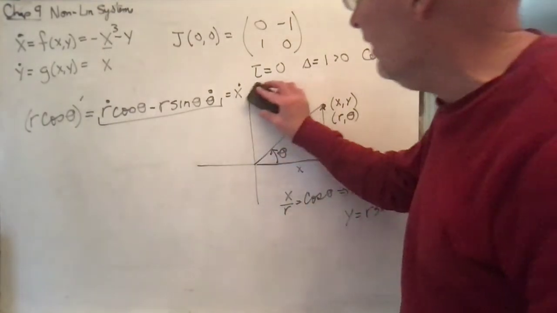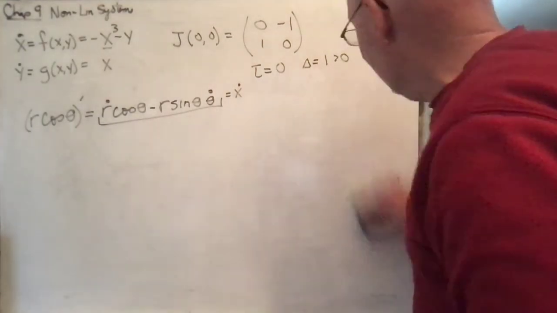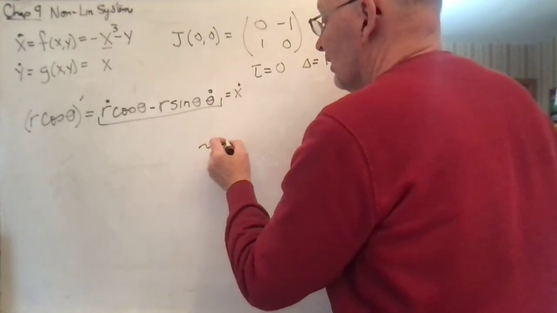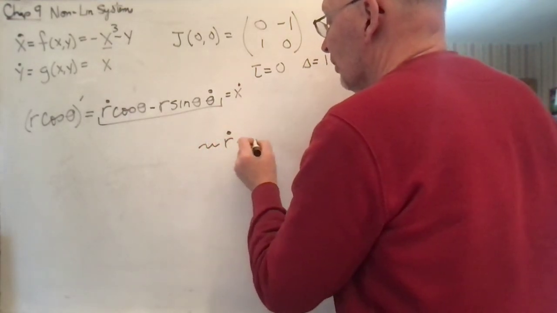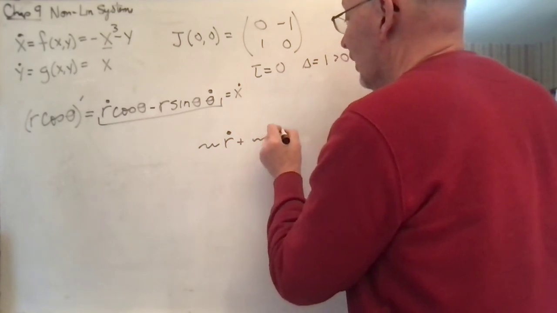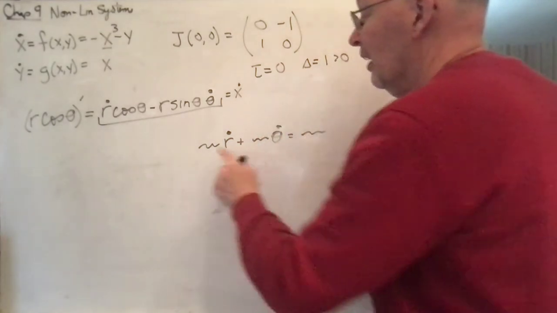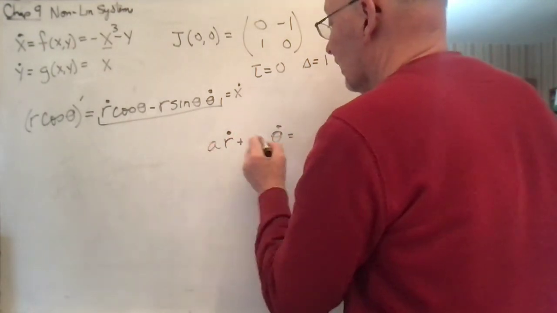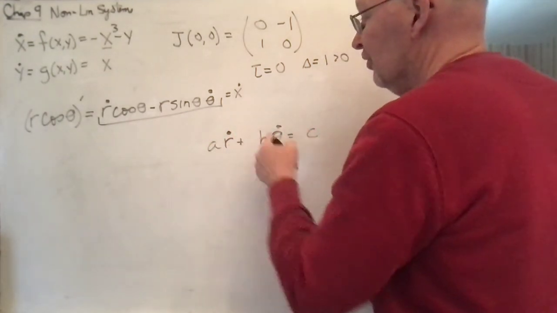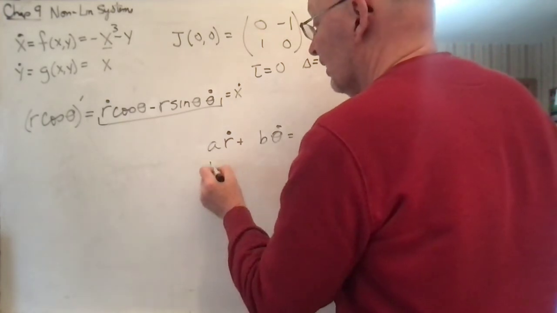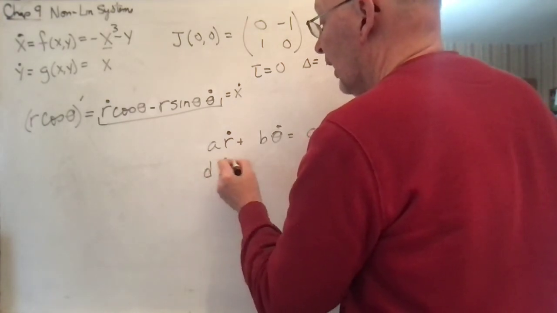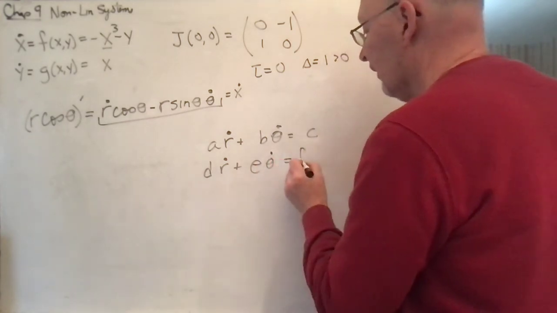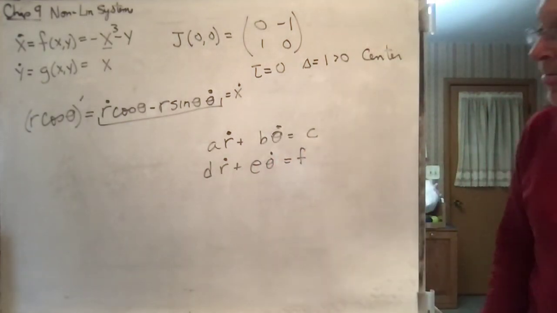Once you have that, here's what you're going to have. You're going to have a bunch of stuff times r prime, plus a bunch of stuff times theta prime, is equal to a bunch of stuff. Let me just put a, b, and c in there just for giggles. It's going to be a bunch of junk in there. Same thing here. You're going to get d r prime plus e theta prime is equal to f.